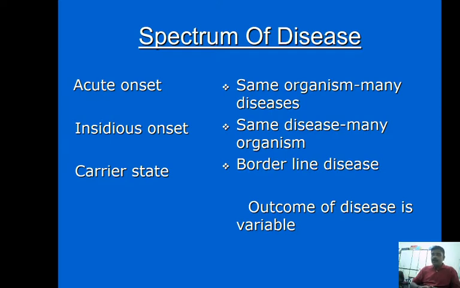Also, when you look at the spectrum of disease, you can see that the same organism can cause many diseases. Salmonella can cause typhoid fever, it can cause diabetes. Many diseases can be caused. Same disease, many organisms. This is pretty much true, especially in terms of, let's say, HIV/AIDS.